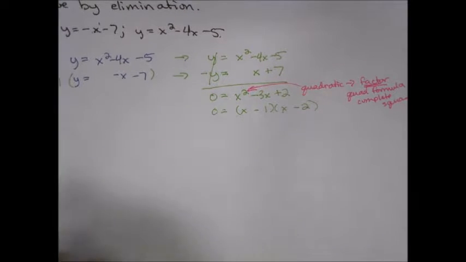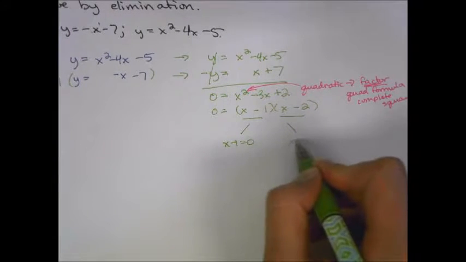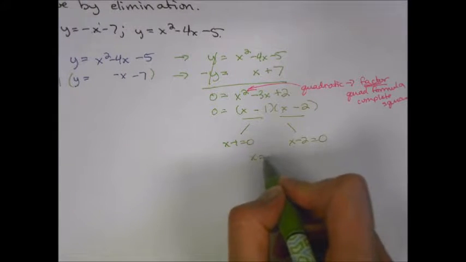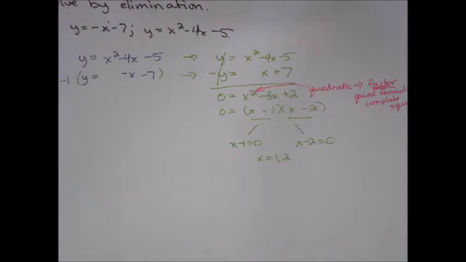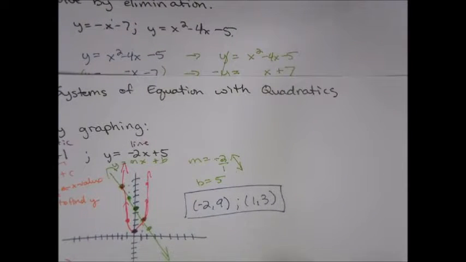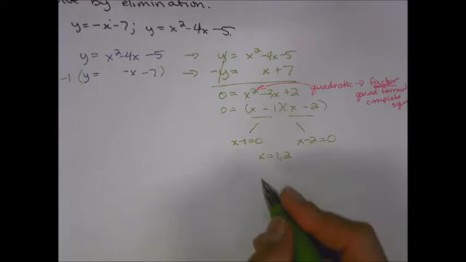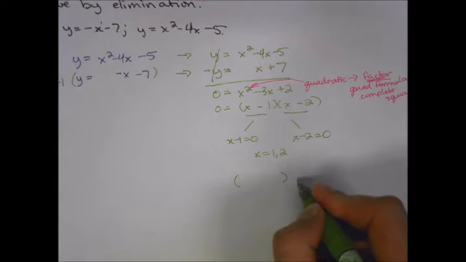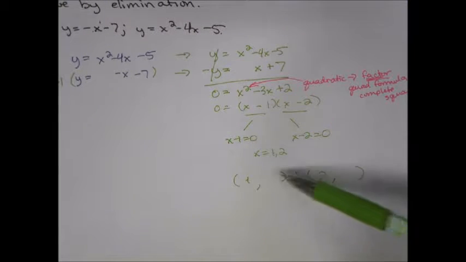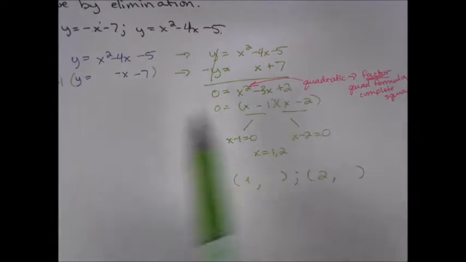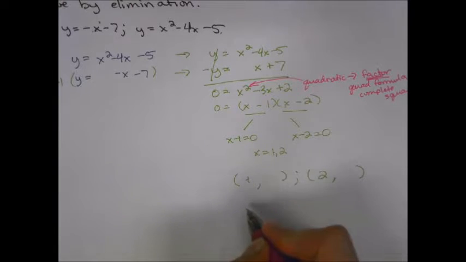Now if we noticed in our graphing, we had an xy pair. So I found my x's. I have 1 and 2, and I need to find my y's. And I find those by plugging them in to one of these two. I'm going to pick this one to plug it into. So y equals negative 1 minus 7, which is negative 8. And then here y equals negative 2 minus 7, which is negative 9. So I have negative 8, negative 9.